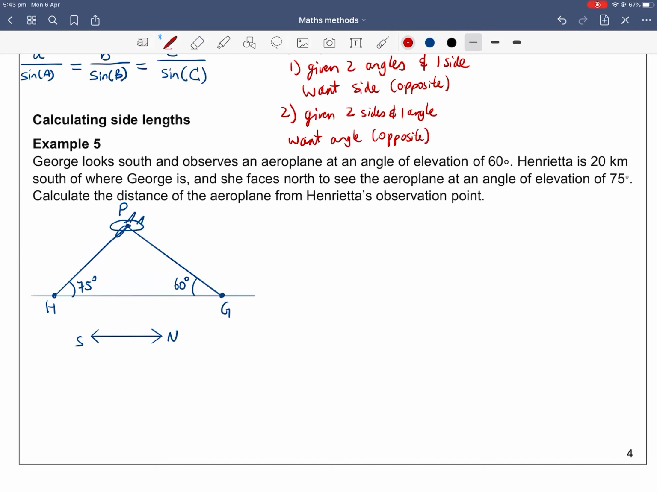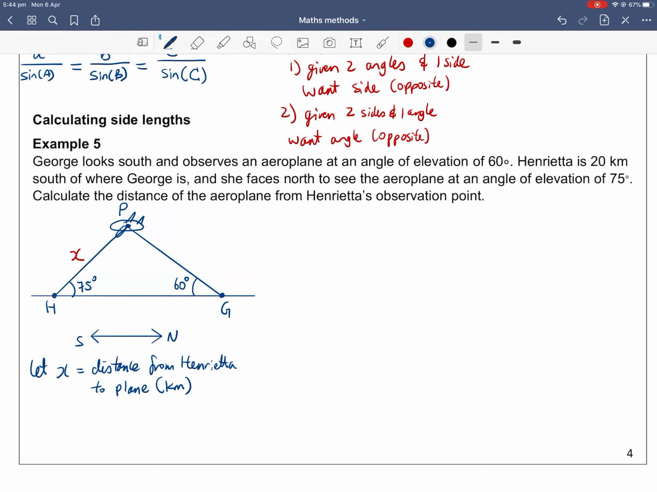What do we want to find? We want to find the distance of the aeroplane from Henrietta's observation point. So x, this distance here, is our distance of interest. So let us define our variables. Let x equal distance from Henrietta to the plane, and in brackets our units, which is in kilometers.